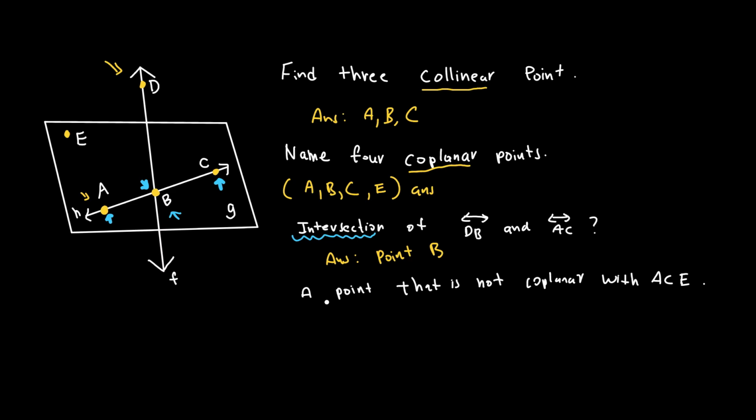It says a point that is not coplanar with AC. Coplanar means points that are in the same plane. So it says a point that is not. That means we need to look outside the figure and try to find a point. The only point that I see is this point here, which is point D. That's our answer.